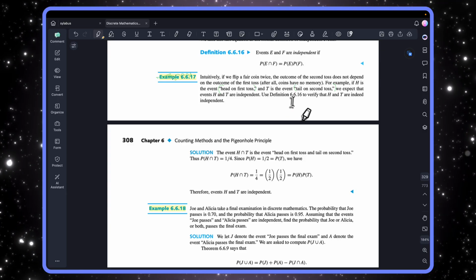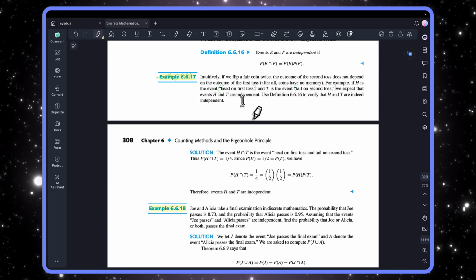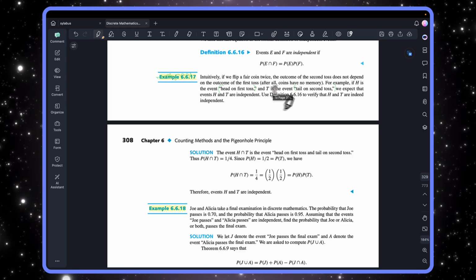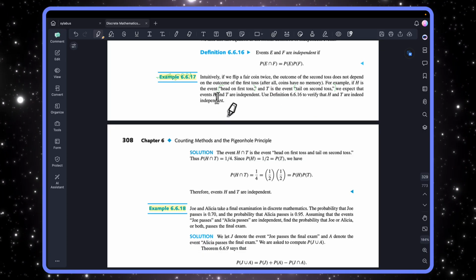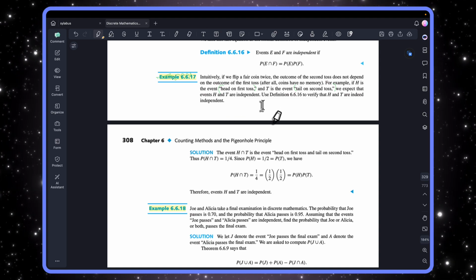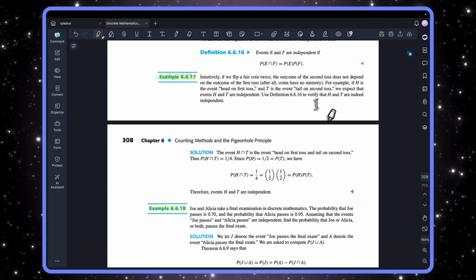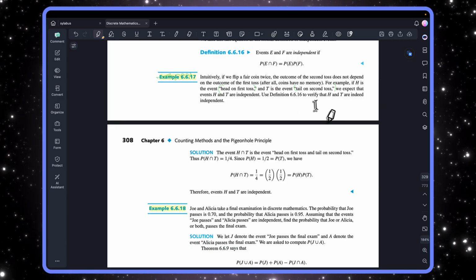Okay, so for example, if H is the event heads on first toss and T is the event tails on second toss, we expect that the events H and T are independent. Using this definition to verify that H and T are indeed independent.